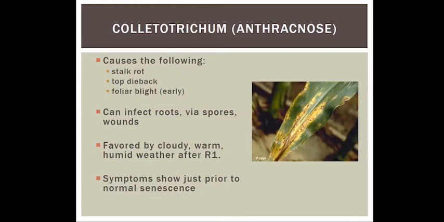Top dieback is when this disease infects at the top, and then you start seeing basically a reverse stalk rot, where the top of the plants will develop the rot and lodge, not the bottoms. And then we also have our typical stalk rots, which occur just like I described previously. Now, just like Gibberella, this one is going to be infecting via roots, spores, and wounds. Very similar life cycle. We get to R1 and you get cloudy, warm, humid weather. That's when we're going to start seeing more issues with Colletotrichum or anthracnose.